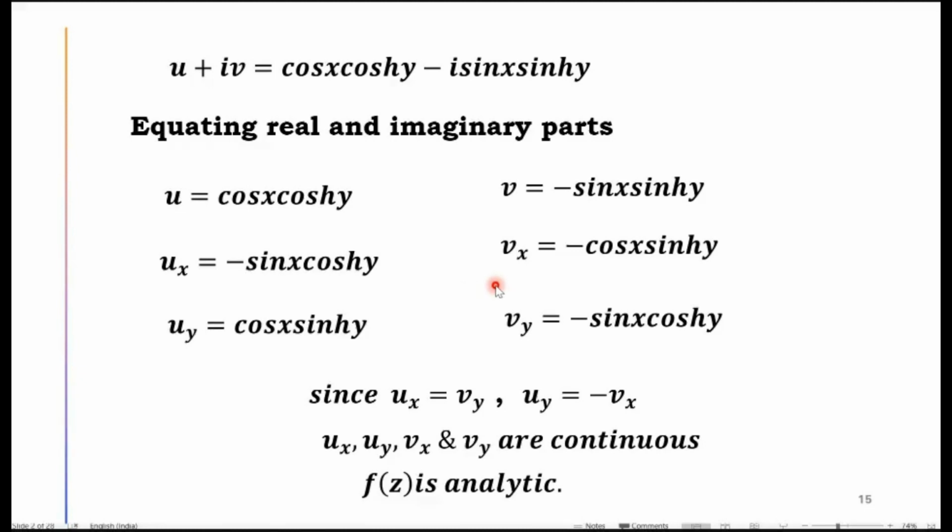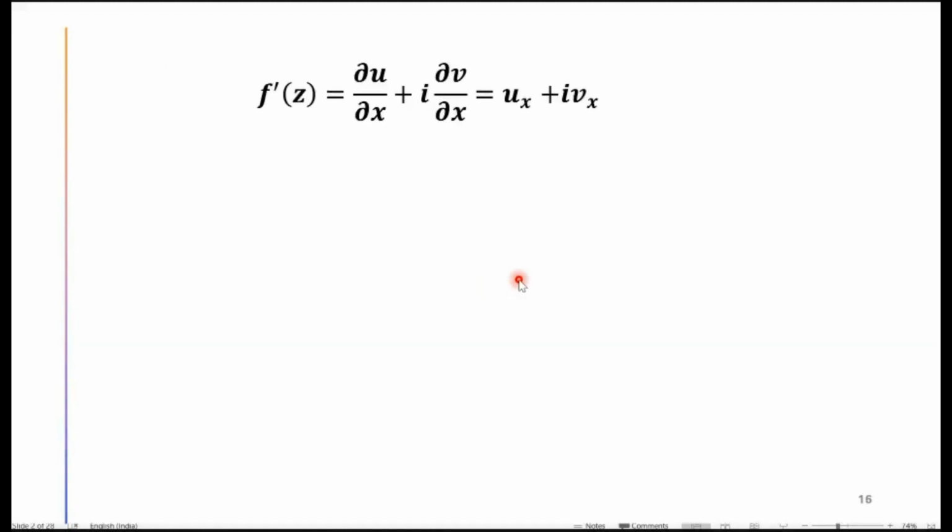Okay, so now we have to find f dash of z. Just try doing f dash of z. I will show how I do it here. So substitute for ux and vx. You know what should be the answer? The function was cos z, so what should the answer be? What should be the function f dash of z? Minus sin z. Correct, minus sin z. Yes, it's a cos function, so minus sin z should be the answer.